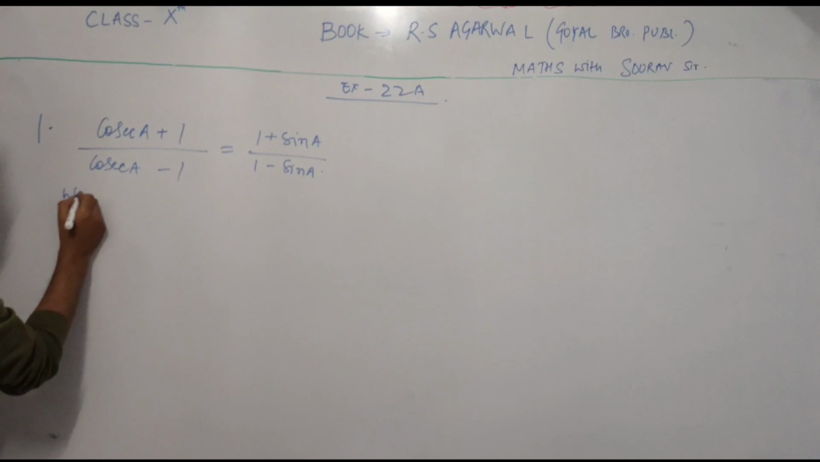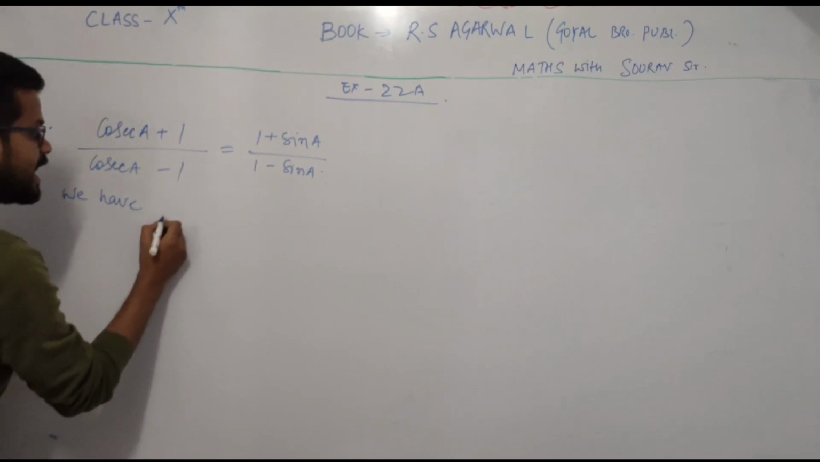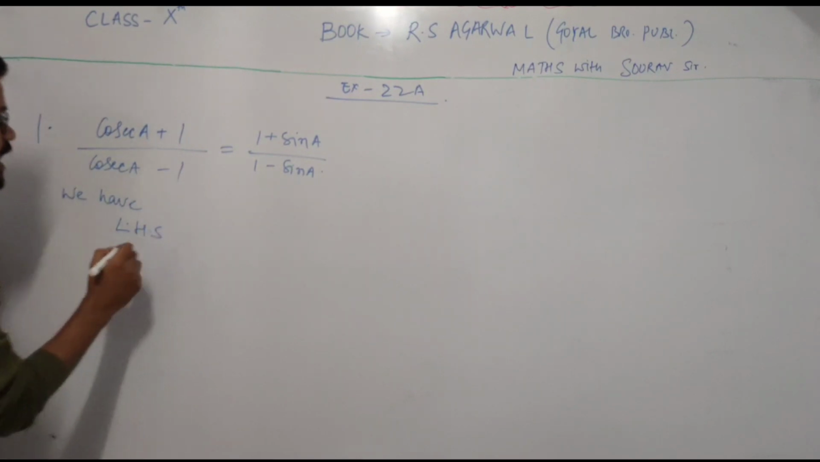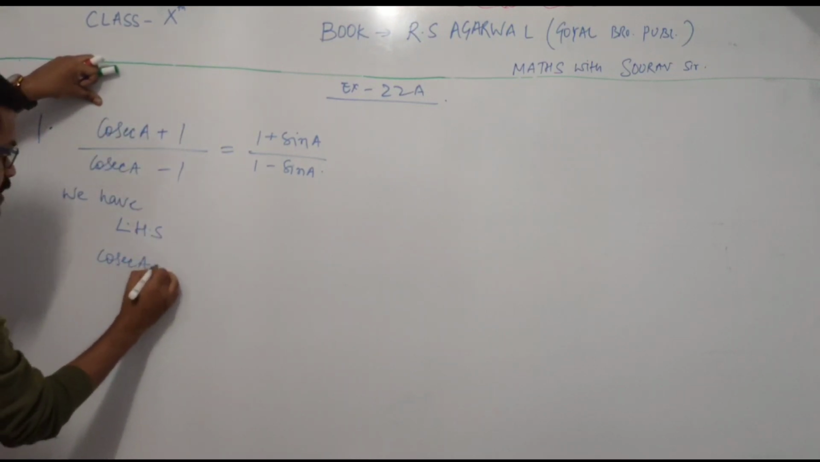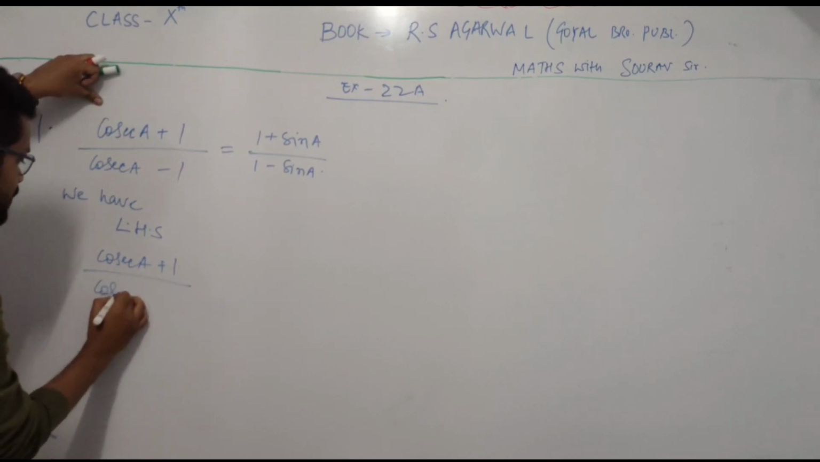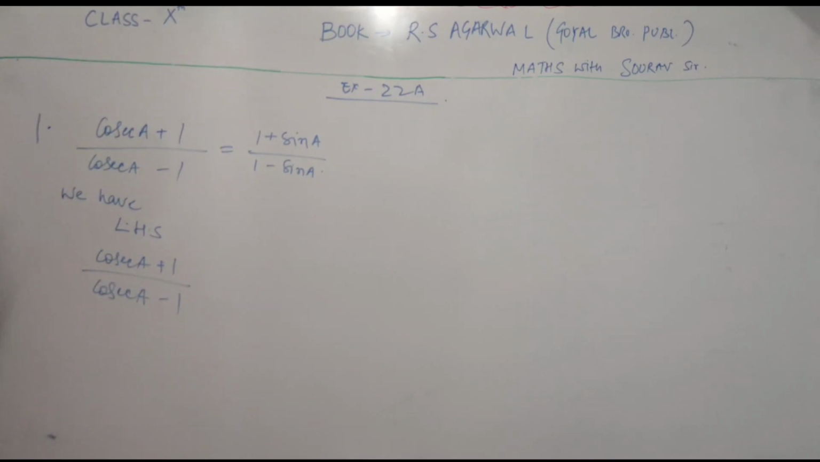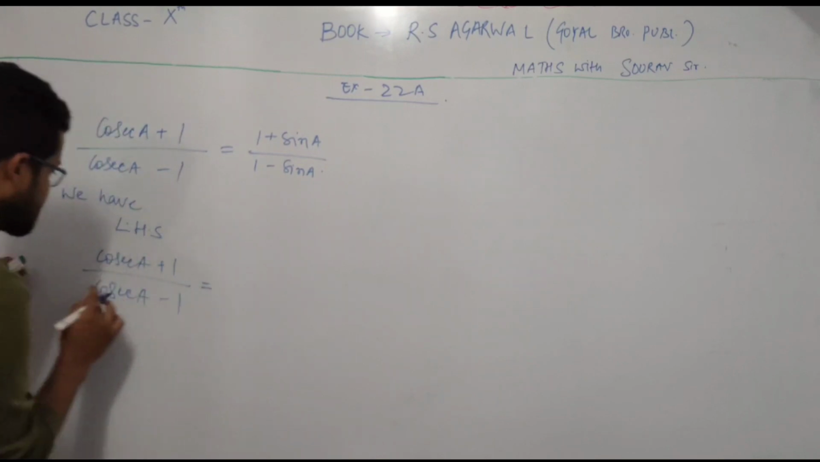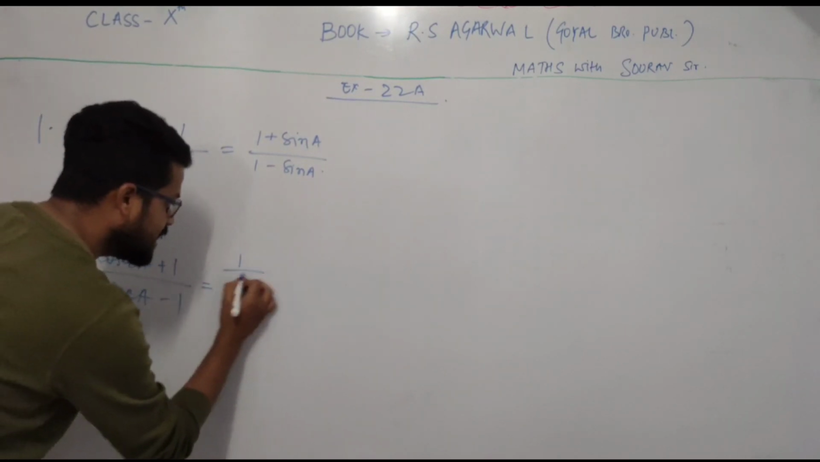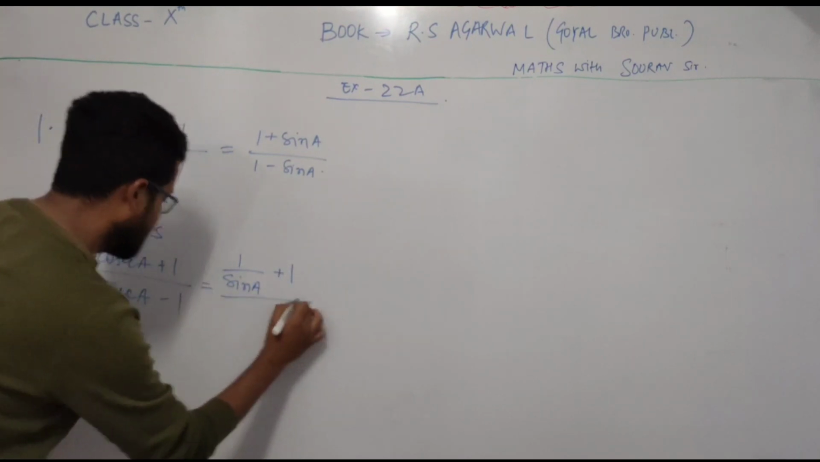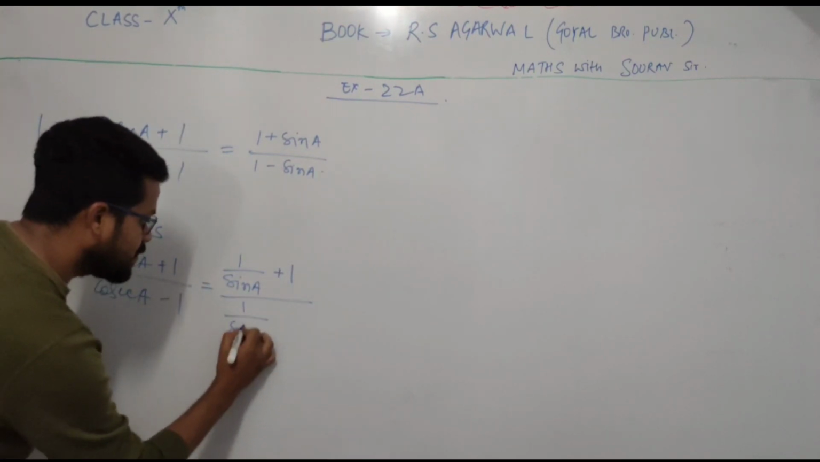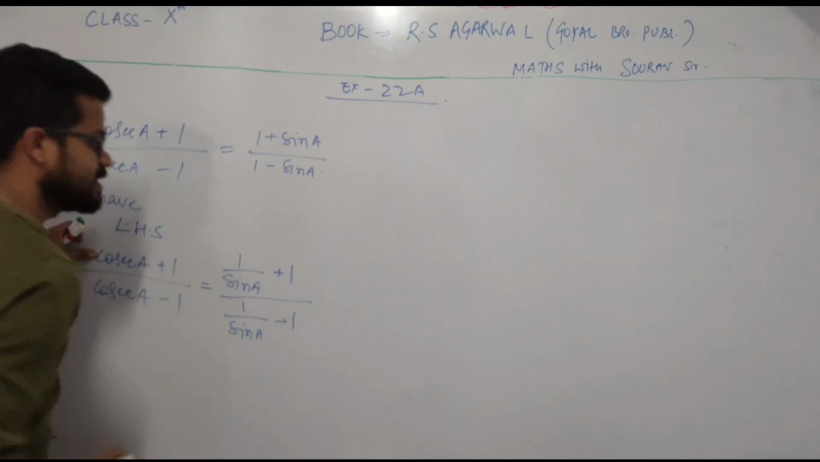So we have the LHS, and in the LHS we have cosec a plus 1 upon cosec a minus 1. This is the procedure which you will follow in the paper. Cosec a is 1 upon sin a, so we get 1 upon sin a plus 1 upon 1 upon sin a minus 1.